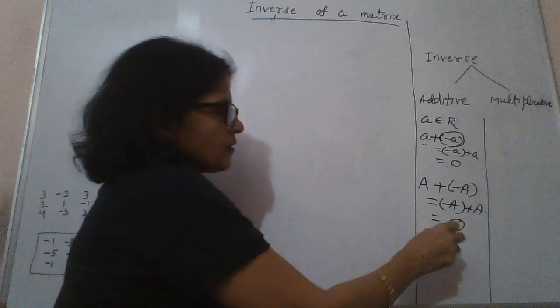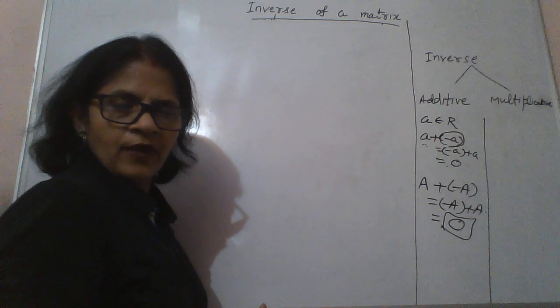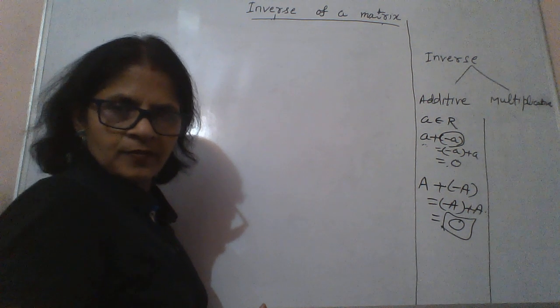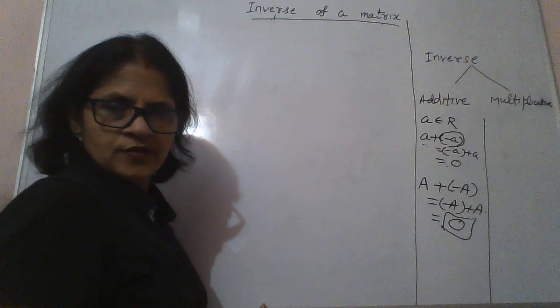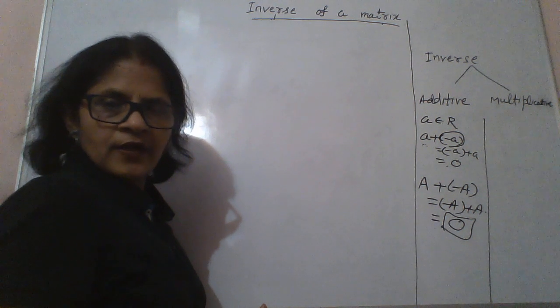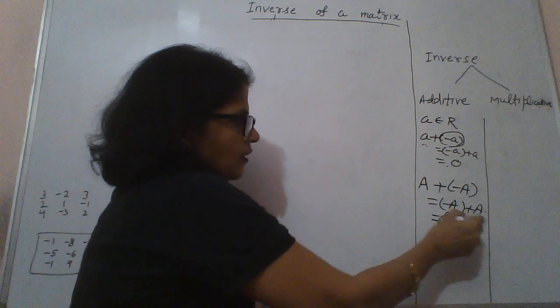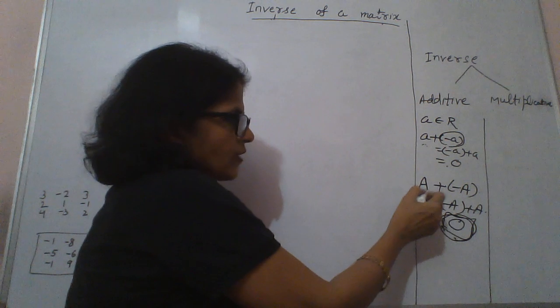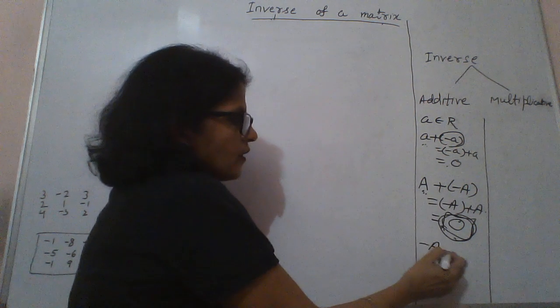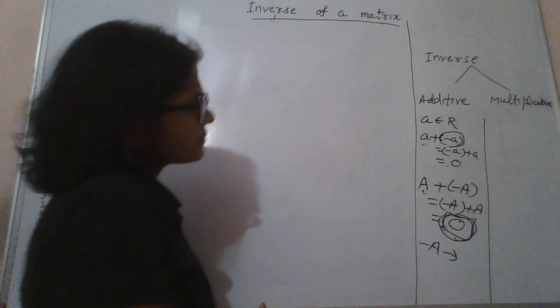So 0 is additive identity, because whenever you add 0 to any number, the number doesn't change. Similarly, if you take a matrix plus 0 matrix, again the matrix remains the same. So 0 matrix is the additive identity. So in that way, minus A is called additive inverse of A.